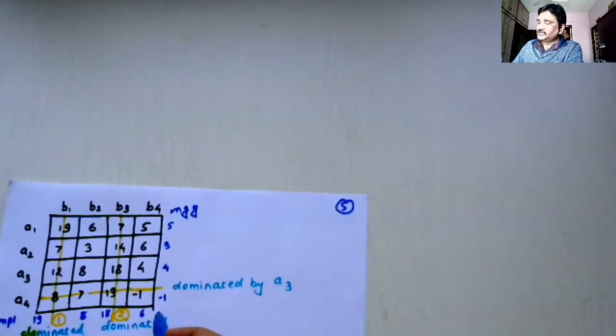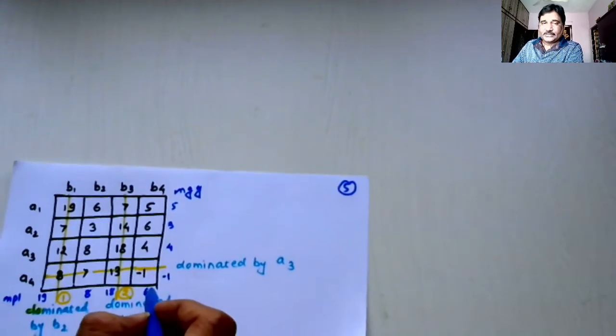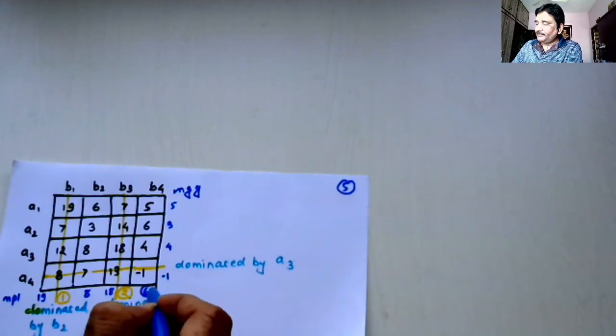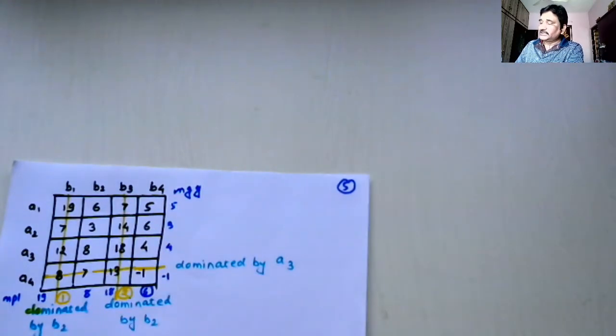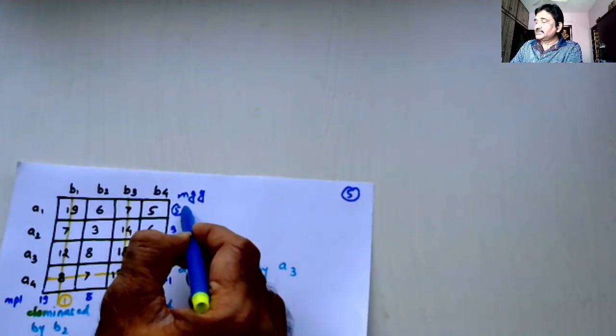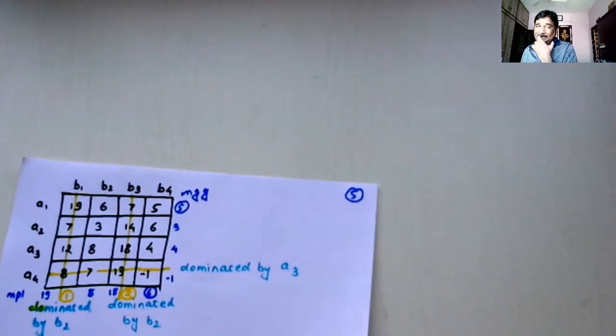So minimum amongst all this is 6. Okay, 19, 8, 18, 6, 6 is minimum. And as far as these values are concerned, maximum is 5. So minimax is not equal to maximin, but one thing is clear, your game value finally will be coming between 5 and 6.